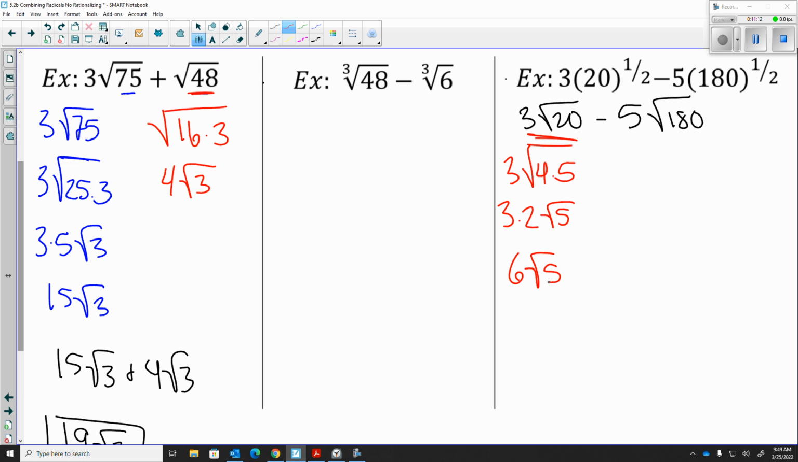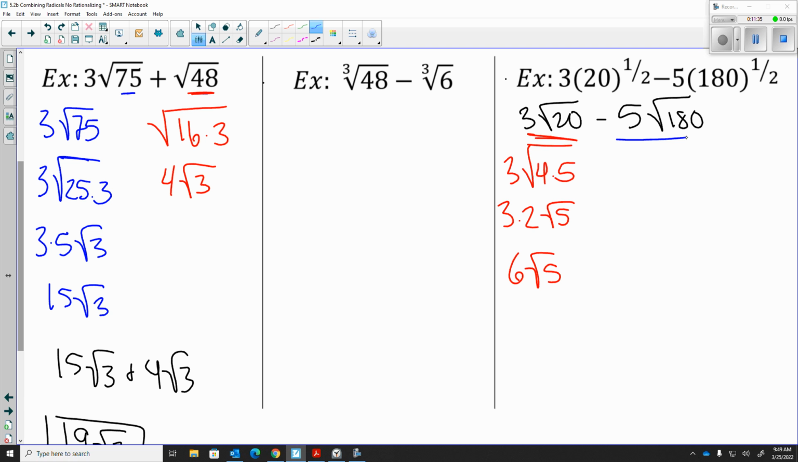And let's look at this one. I need a perfect square that goes into 180. 36 and 5. So again, guys, if you're not sure how to find it, get out a calculator and start doing 180 divided by these numbers until you get 1, okay? In this case, it's 36 and 5.